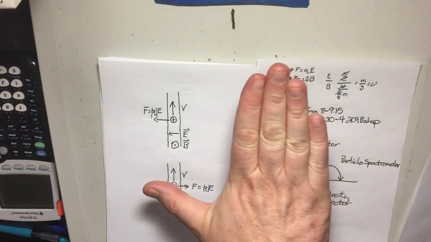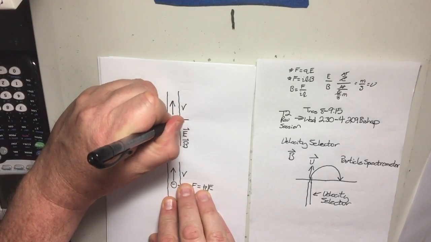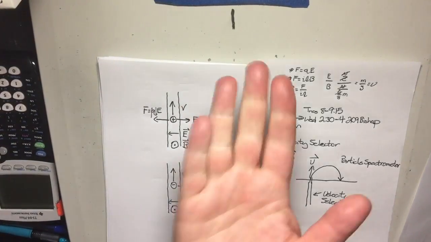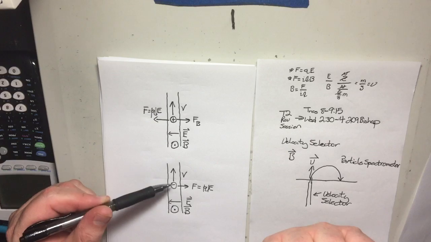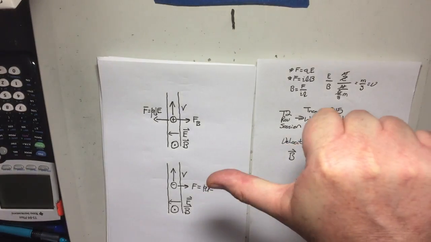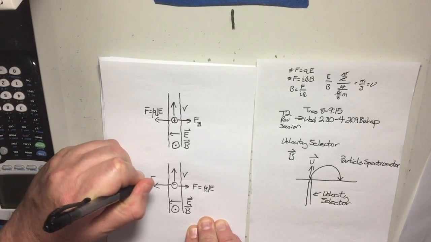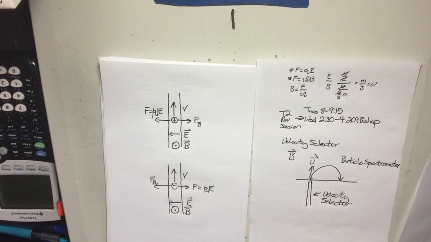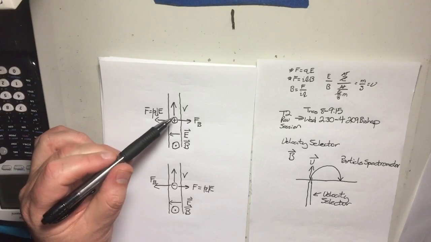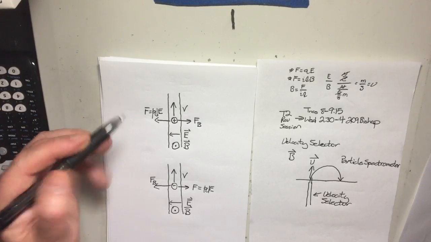For a positive particle moving in that direction, V cross B causes a magnetic force to the right. Now, V cross B for this negative particle is also to the right, but because it's a negative particle, it goes to the left. So regardless of the charge, if it's positive or negative, the B field can be in the same direction, but the B field is set up so that the magnetic force is opposing the electric force.